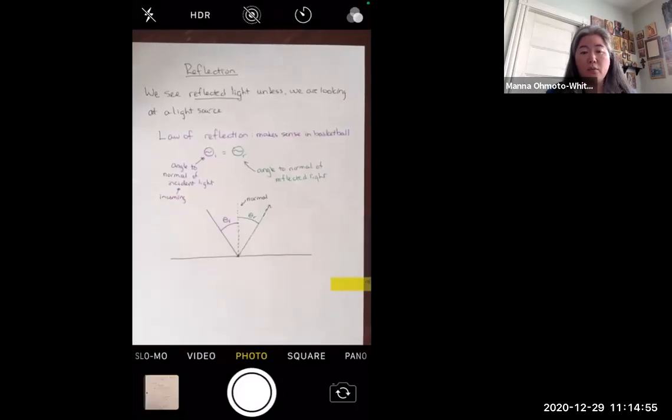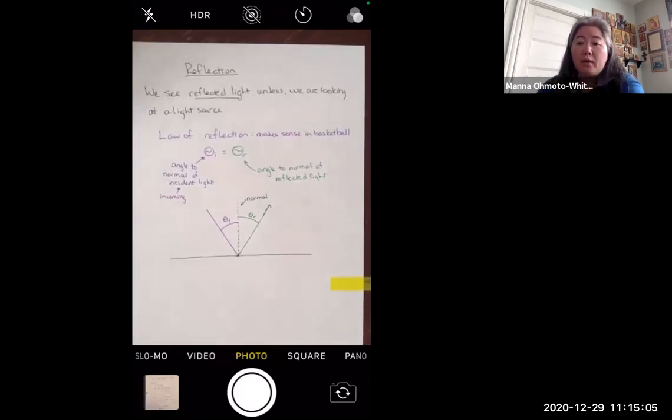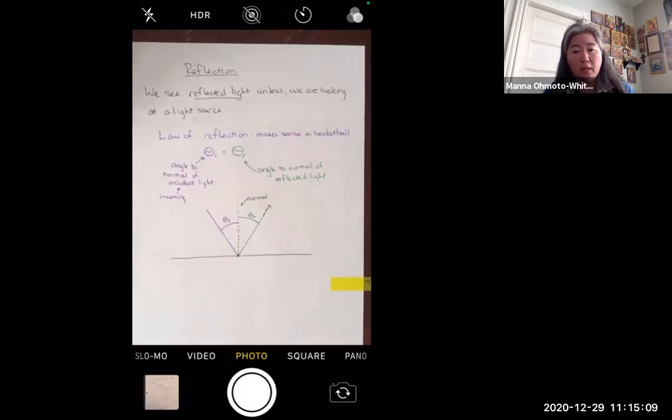Reflected light. So the thing about reflection that's really important to understand is that unless we are looking directly at a light source, the sun or a flashlight or a light bulb, what we're actually seeing is the light that's reflected off of the objects that we're looking at and coming into our eyes.